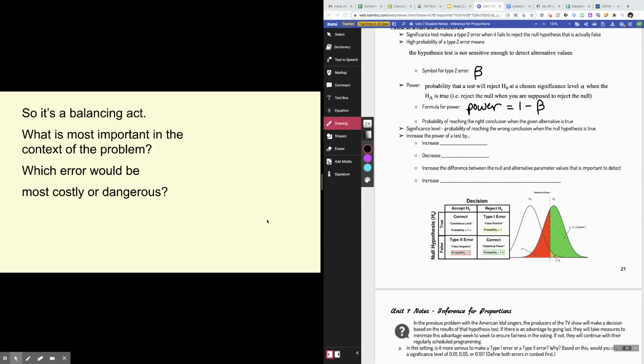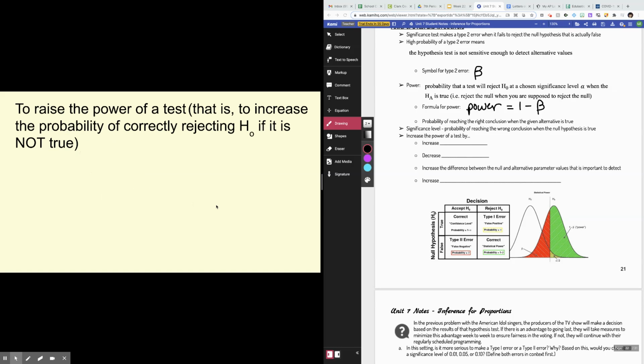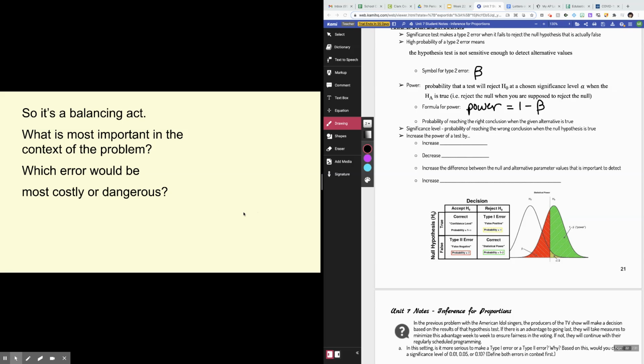So you have to decide for yourself what's most important in the context of the problem, right? If you had to choose, would you rather have a type 1 error happen, or would you rather a type 2 error happen, right? Which one is worse? So you'll have to set your significance level based on which of those you think is going to be worse in the context of the problem, right? Which one is going to be more costly, which one is going to be more dangerous, in the context of the problem, okay?